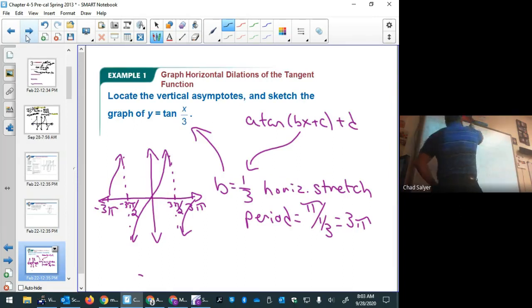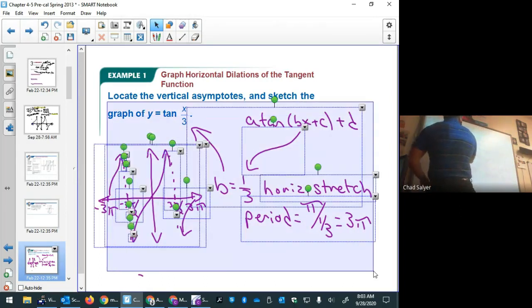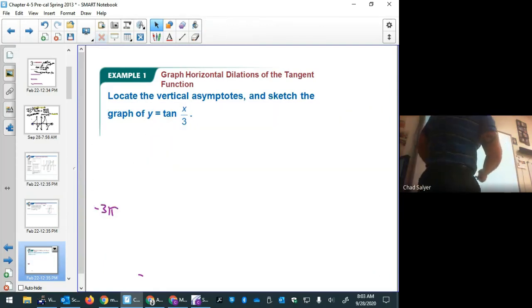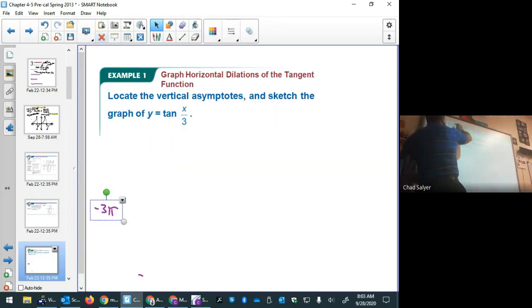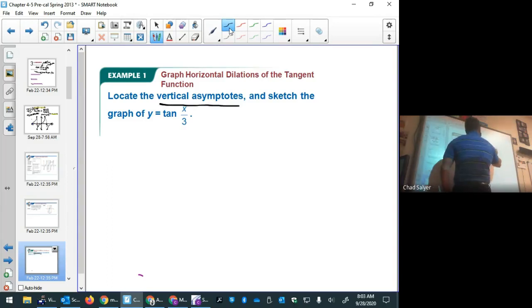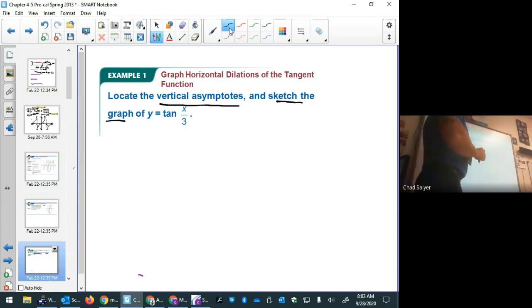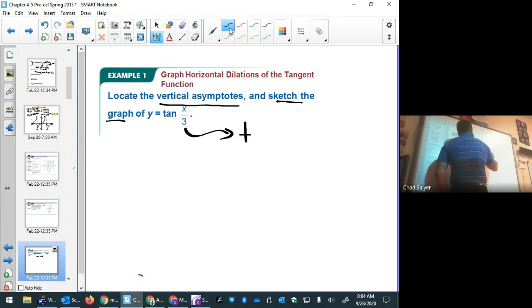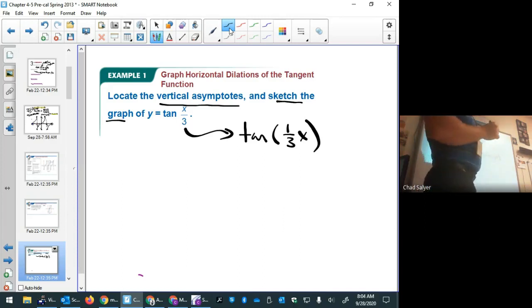Okay, so let's talk about y equals tangent of x over 3. We want to find the vertical asymptotes and sketch the graph. All right, so we've got a period change here. Remember that when we have a b parameter, just like in the sinusoid, it's going to affect our period, and it's going to affect it in the same way.